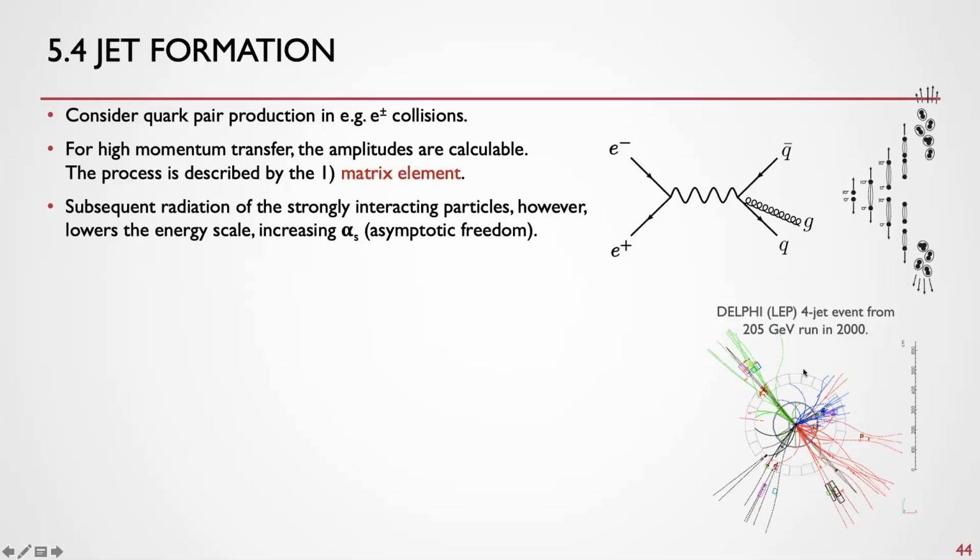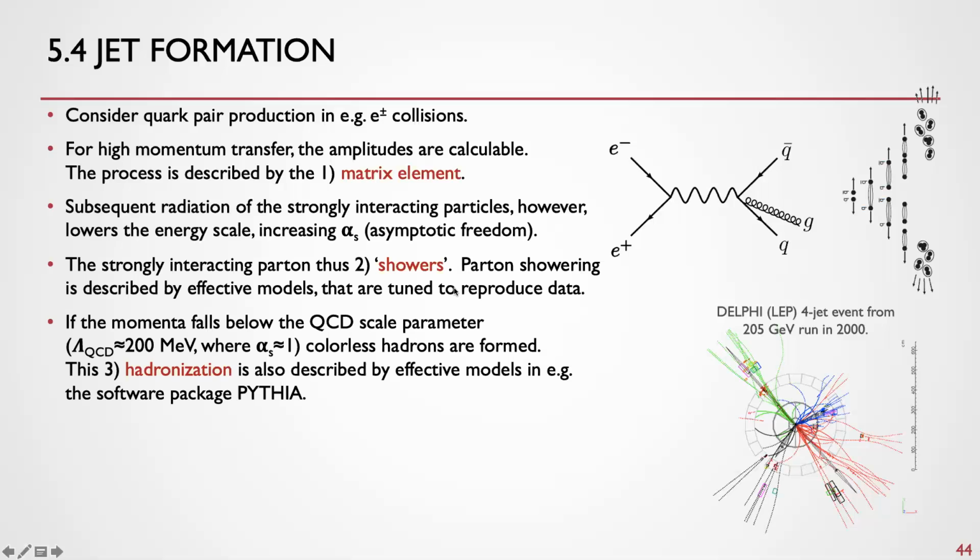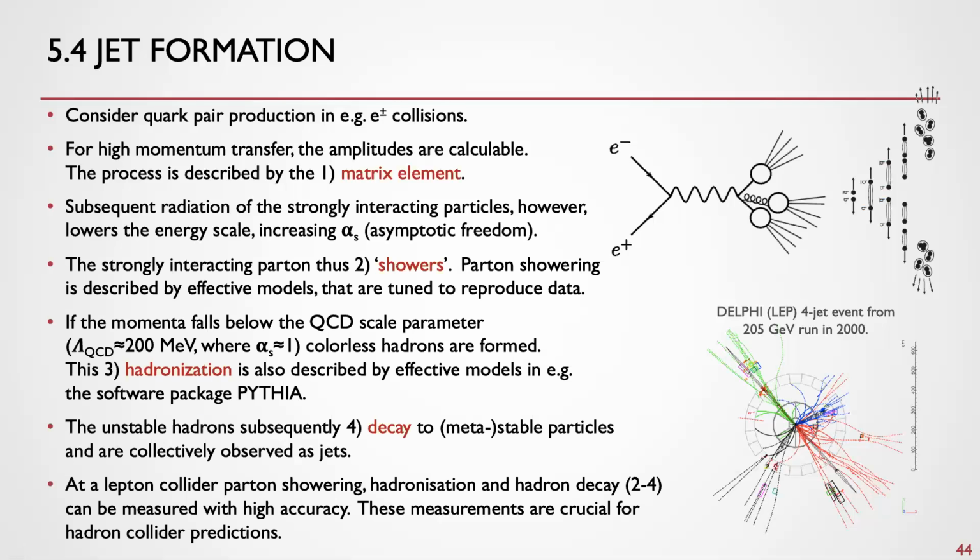Here's an example, it's a 4-jet event from the 205 GeV LEP run. So it's e+ e-, and probably two highly energetic gluons were emitted. The particles that were clustered inside the jets have 4 different colors here: green, blue, black, and red. So that's a realistic picture of what a 4-jet event looks like in the detector. Good, we've discussed this.